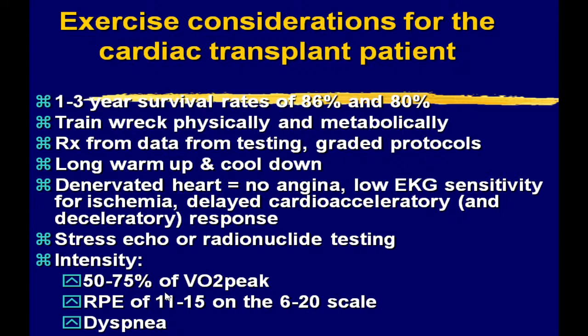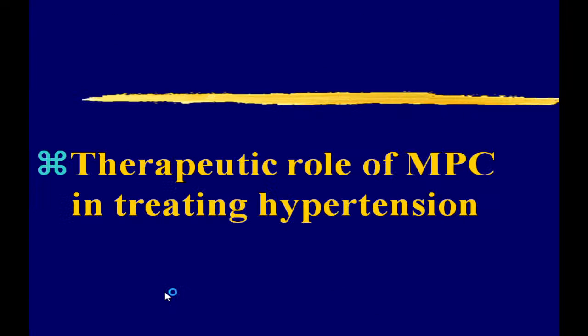Denervated heart, no angina. Low ECG sensitivity for ischemia, delayed cardio-acceleratory and deceleratory response; use stress echo and radionuclide testing. Intensity is 50 to 75% of maximum oxygen consumption, 11 to 15 on the 6 to 20 scale, with dyspnea. Therapeutic role of exercise in treating hypertension.